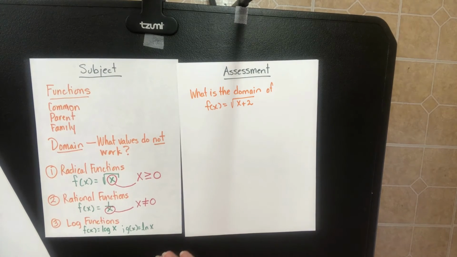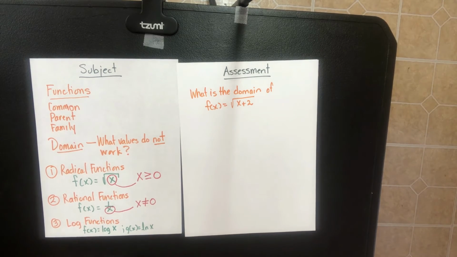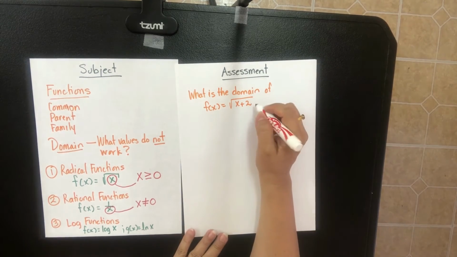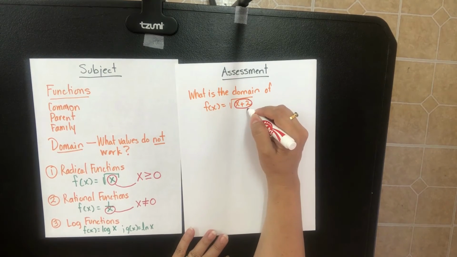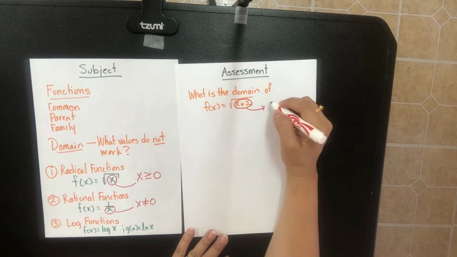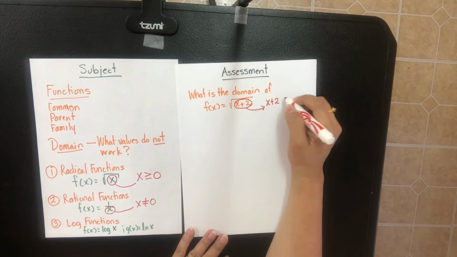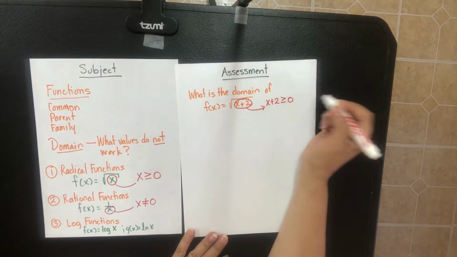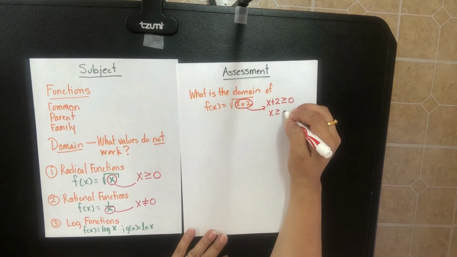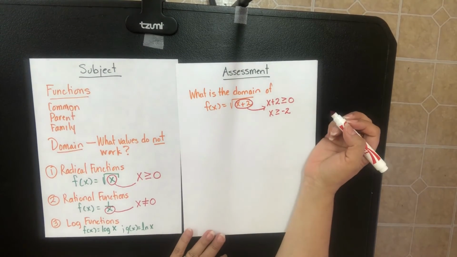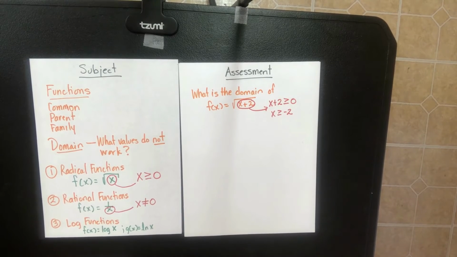So what do we need to do? We need to take this expression under the radical, and we need to guarantee that this number is greater than or equal to 0. So that means we need x greater than or equal to -2. Now let's go back and express this in a lot of different ways, in all the different ways we talked about when we talked about terminology.